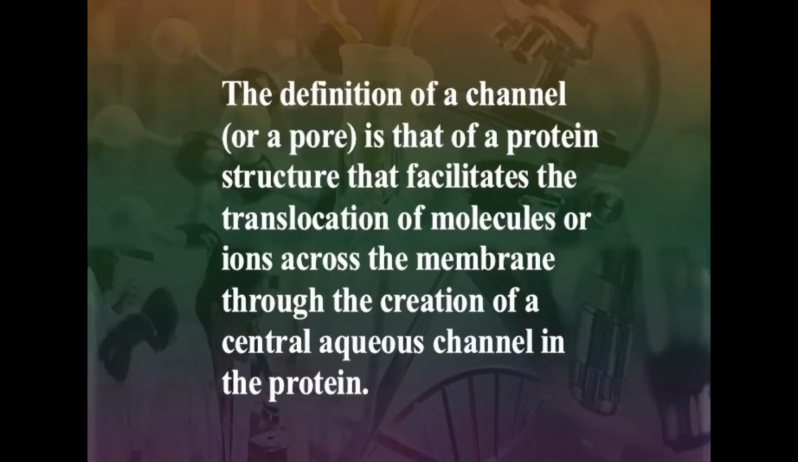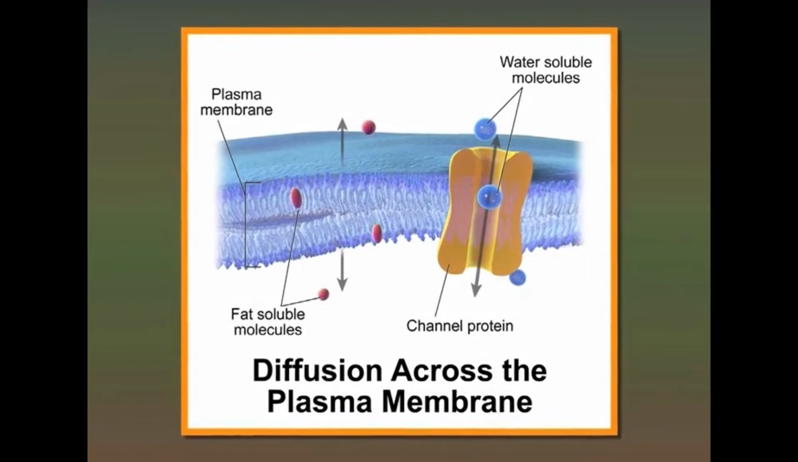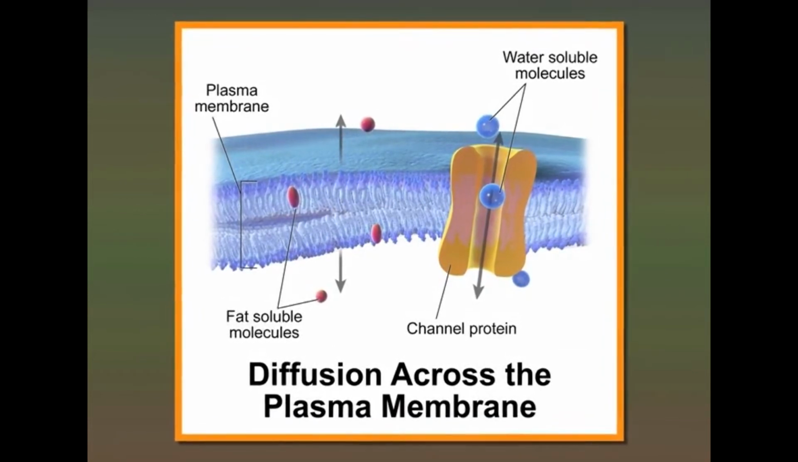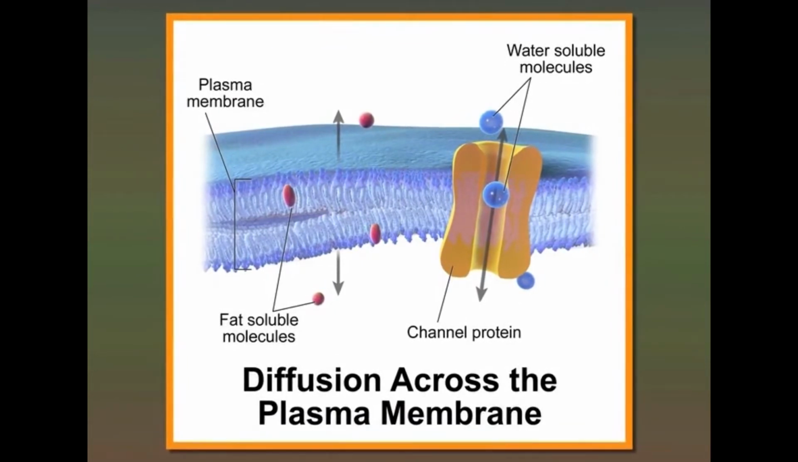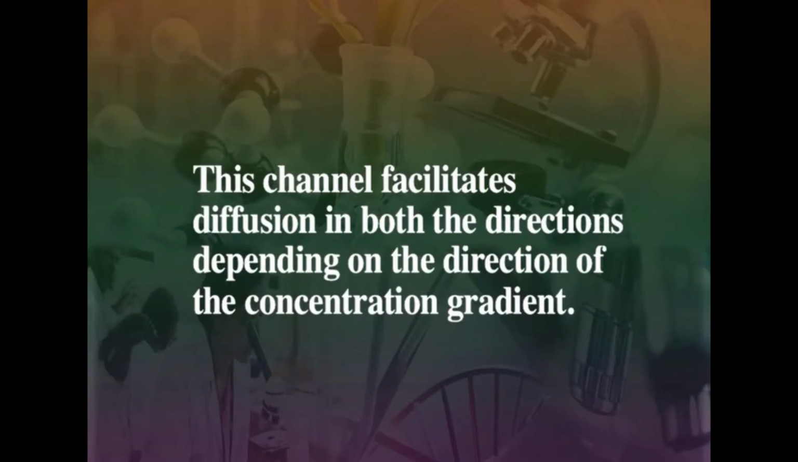The definition of a channel or a pore is that of a protein structure that facilitates the translocation of molecules or ions across the membrane through the creation of a central aqueous channel in the protein. This central channel facilitates diffusion in both directions, depending on the direction of the concentration gradient. Please understand this point.